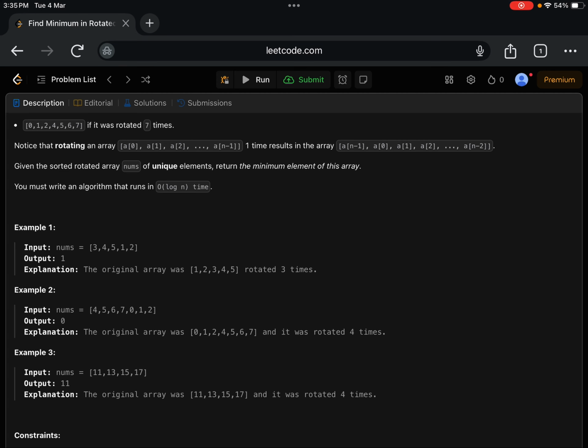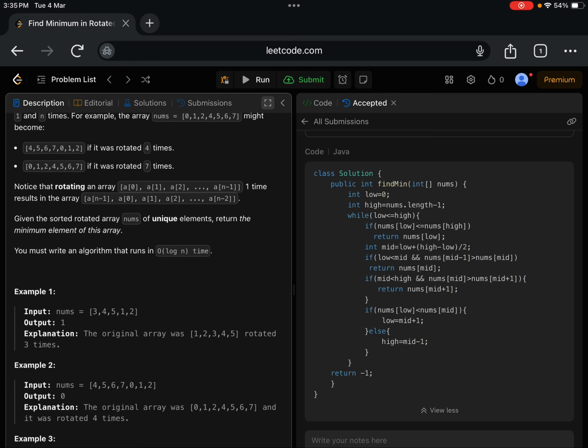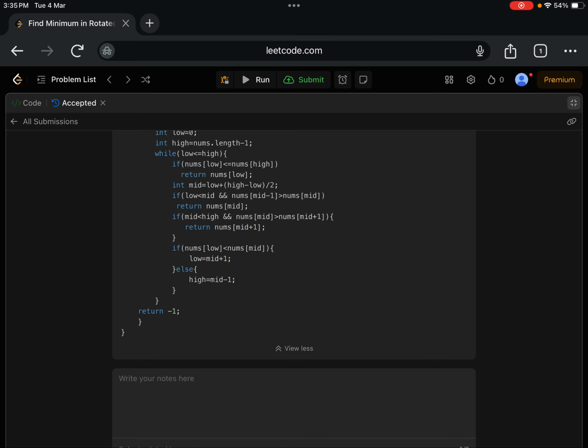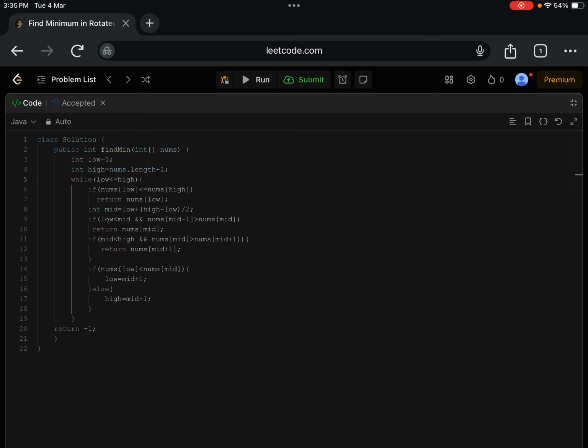Let me show you the code. This is basically the code for it, and if you see here, we have low, which is 0, and high, which is length minus 1, trying to apply binary search. Low is less than or equal to high is a very straightforward condition. If low is not less than high, then return low, that's the answer, and basically that's the minimum. Otherwise we'll try to find the mid.